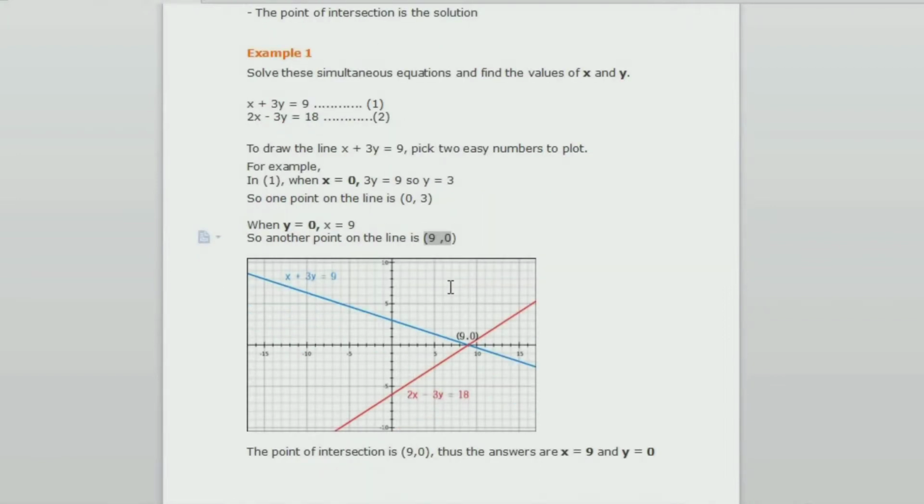So using this method, we can draw the lines on the graph. And we can see here, x plus 3y equals 9, which is the blue line, and 2x minus 3y equals 18, which is the red line. And the point of intersection here is (9, 0). And this is the solution. So the answers for the simultaneous equations are x equals 9 and y equals 0. Simple, isn't it?